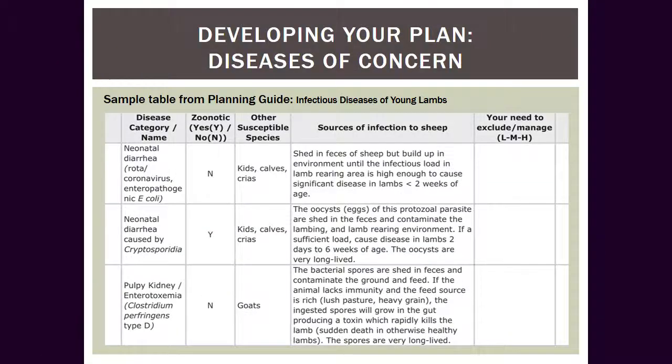This is an example of a disease list from the planning guide. This table is for diseases affecting young lambs. Similar tables are included for other disease groups such as abortions, wasting diseases, and others. The tables include relevant information about disease transmission and if other species can be affected. You are asked to record if controlling each disease is of low, medium, or high importance for your operation.